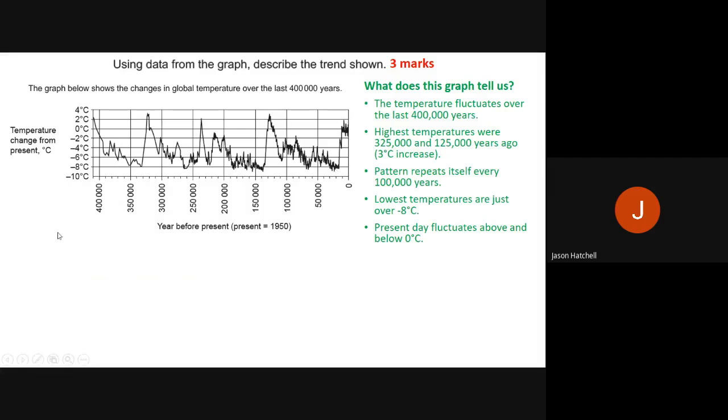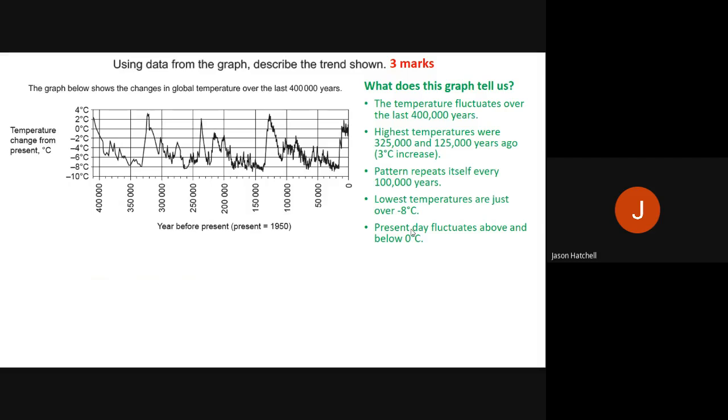The lowest temperatures on the graph are -8. That's what I've picked out here as well, or just above it. And the present day temperature today, 1950, we can see that the line is going up and down and up and down and up and down. It's fluctuating around 0. So as you can see, again, I have just picked out what I can see in the graph. I do not know anything before going into the exam about this graph. I am just reading what I see.